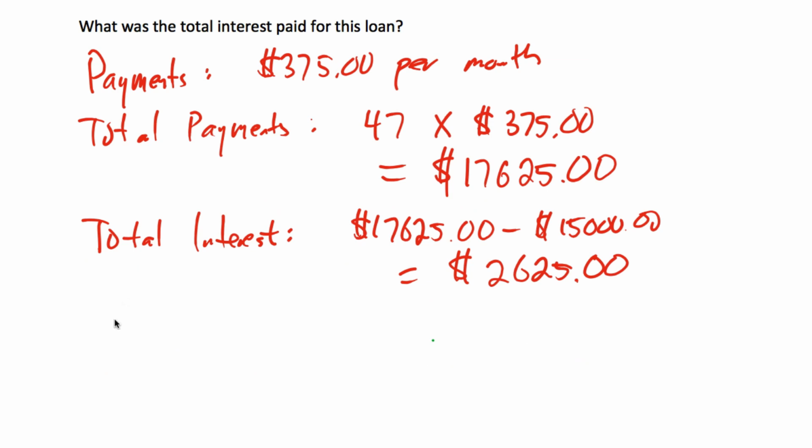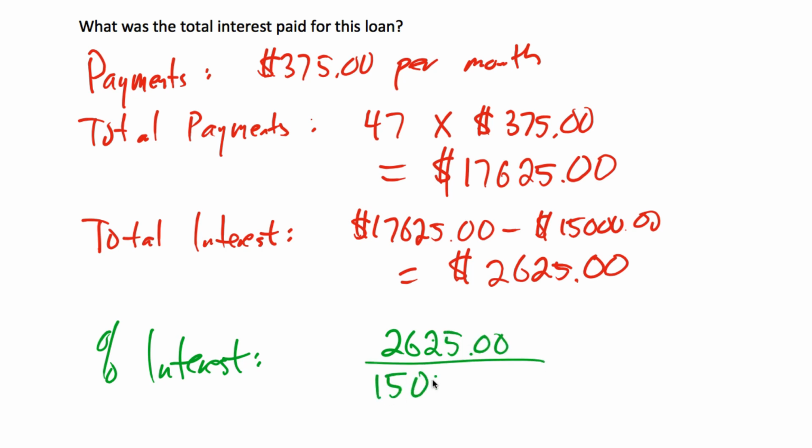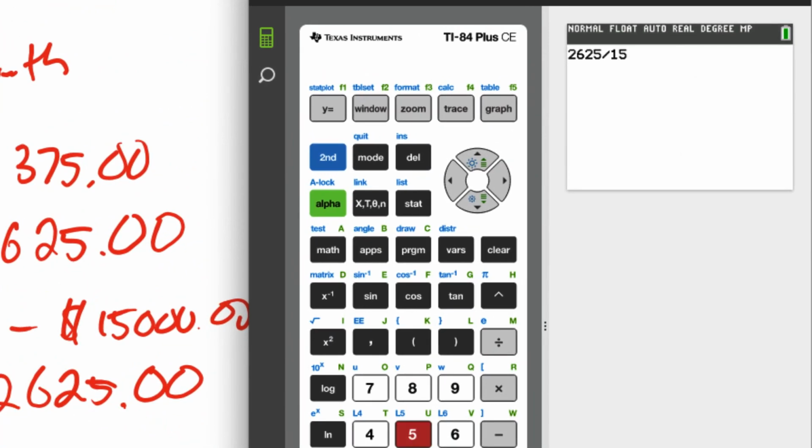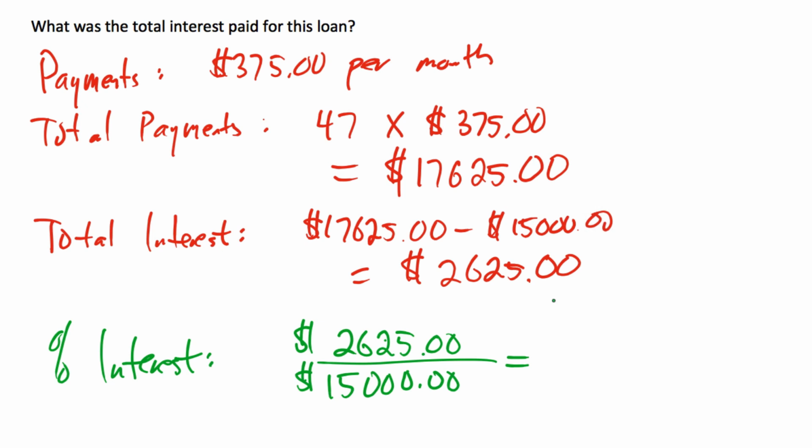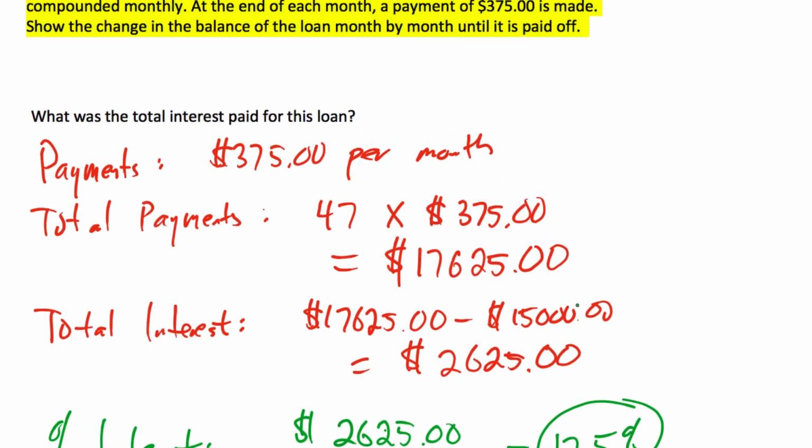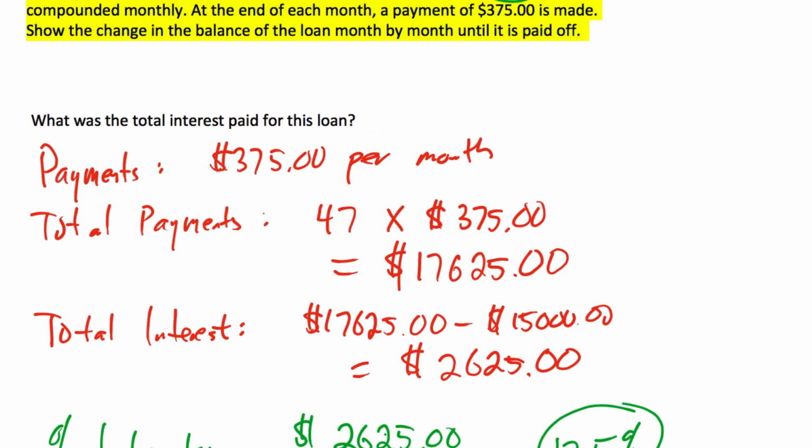Now finally, let's just look at the percentage of interest paid on this loan compared with the original amount. $2,625 in interest compared with an original borrowed amount of $15,000. If you work that out as a percent, wow, 17.5%. In other words, even though the loan was advertised as 8.5% compounded monthly, in effect, the percentage of interest you have paid compared with the original is 17.5%.